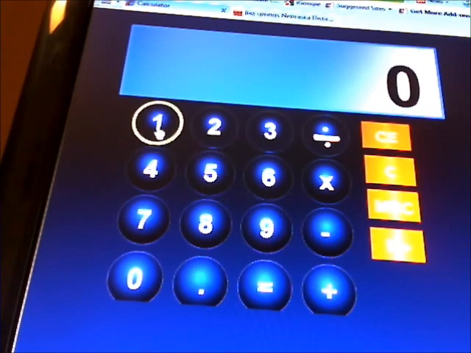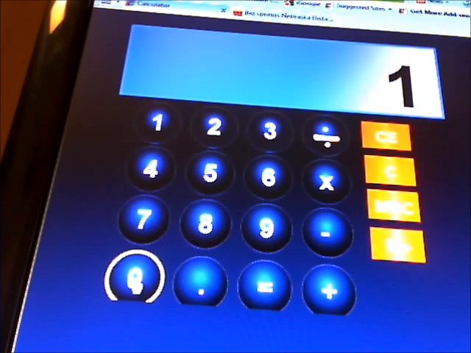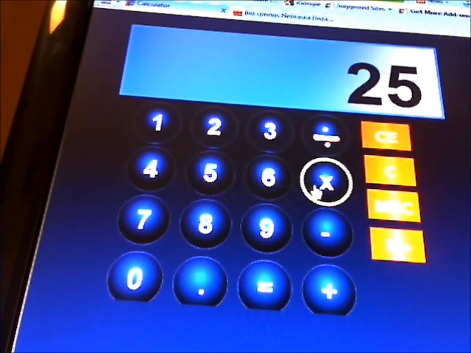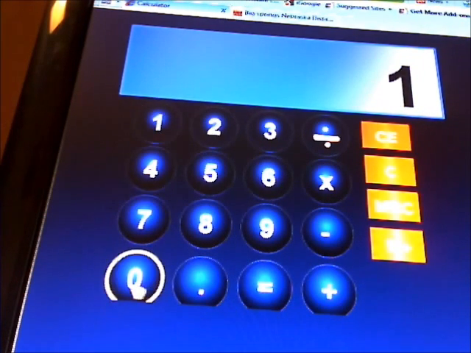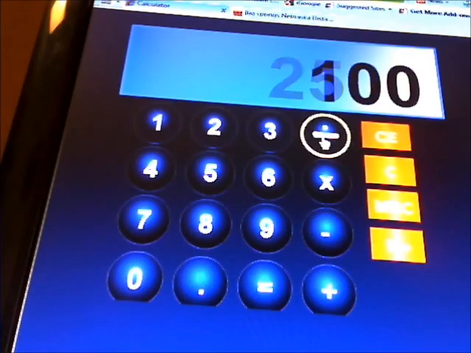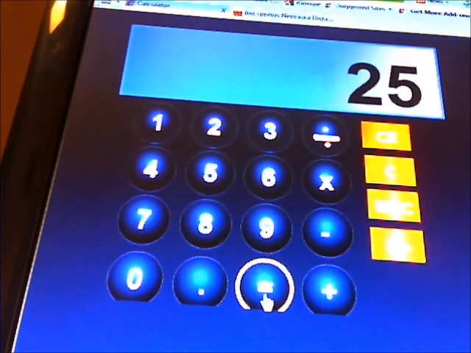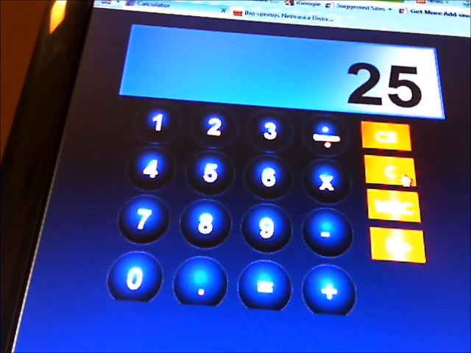For example, 100 is the figure you're looking for. 25 times 100 divided by 100 gives you 25. That's all that.